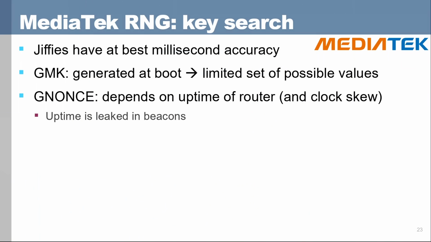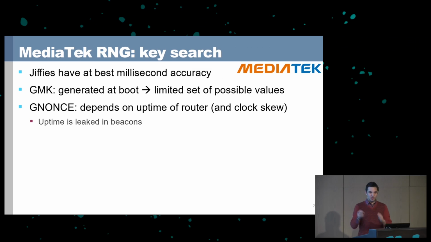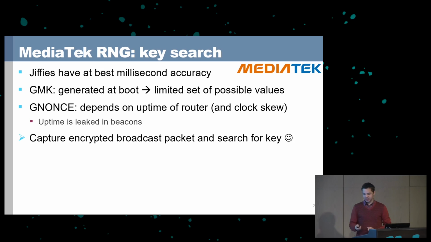On most routers, the group key is regenerated every hour, meaning this G-nonce value is also sampled every hour. So in order to predict this value, we need to know the uptime of the router to predict the range of possible jiffies values that were used. And how do we determine the uptime of the router? Well, it's quite simple. The uptime is leaked in the beacons of most routers. So we simply have to sniff beacons, then we can estimate the uptime of the router, and then we can estimate the time of when this G-nonce was generated.